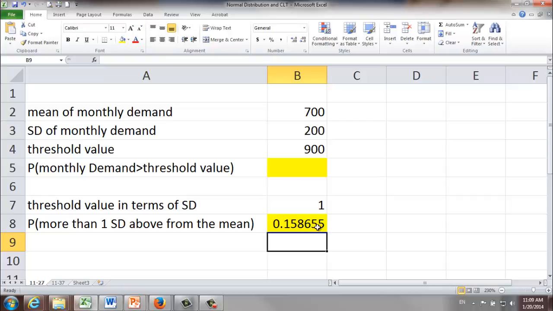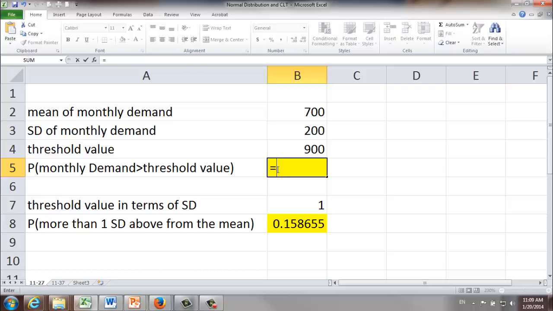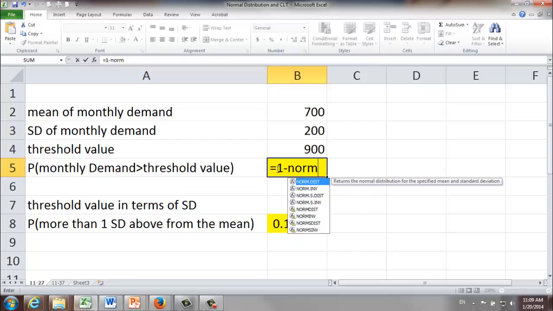And there's a fast way of finding the answer. Let me show you right here. We know we're looking for the probability that monthly demand is greater than the threshold value. Here's what we're going to do. Keep in mind, we're looking for something like this: 1 minus norm. This time, no, we're not using standard normal distribution. Instead, we're going to use norm.dist, any kind of normal distribution.